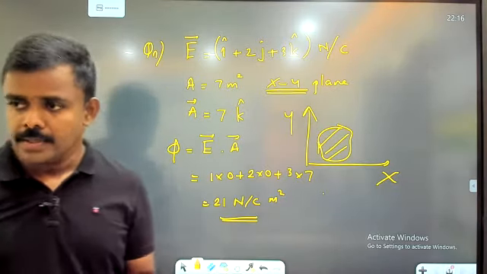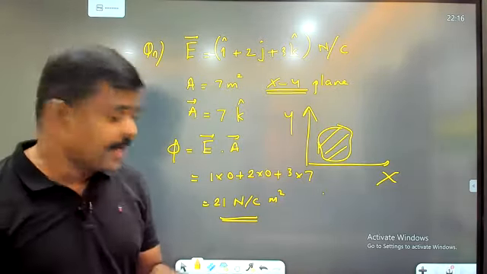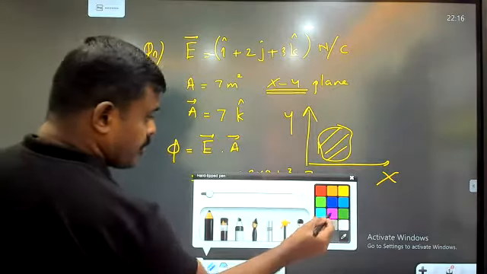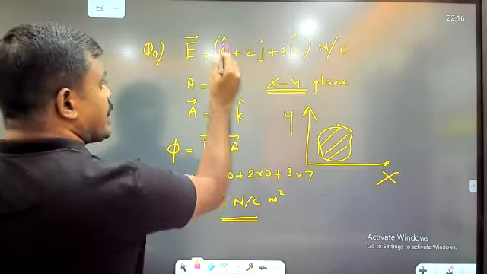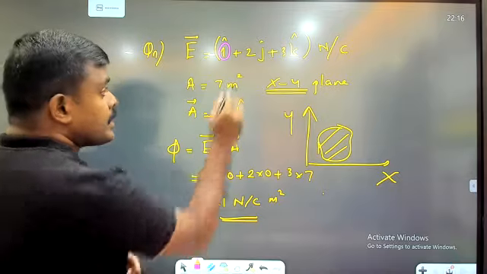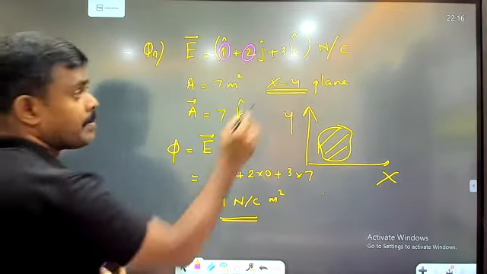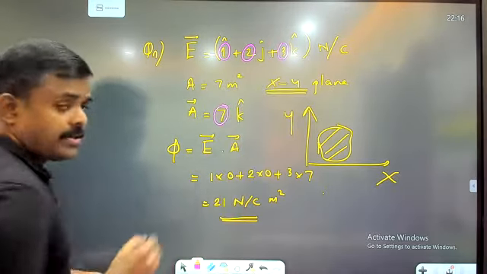Okay. You know, I components are multiplied. What are I components? Look at this. This is I component, 1i, no I here. Here 2j, no j here. But 3k, 7k. 3 into 7, 21.